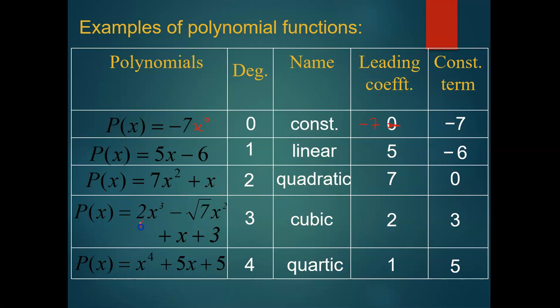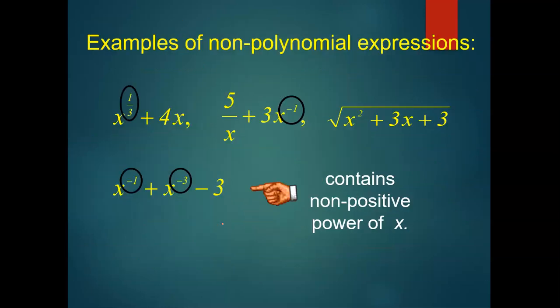Because 2 is the coefficient of the highest power of x, x cubed. The constant term here is this one, plus 3, right? Okay, so these are examples of non-polynomial expressions, where the power is not an integer. Just now, our n must be a positive integer. So in this case, this is not.